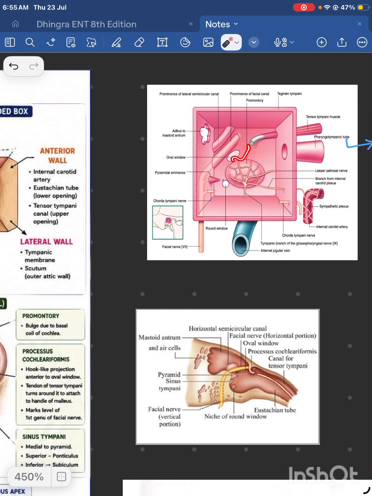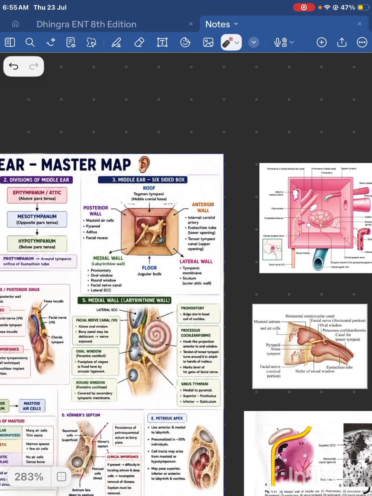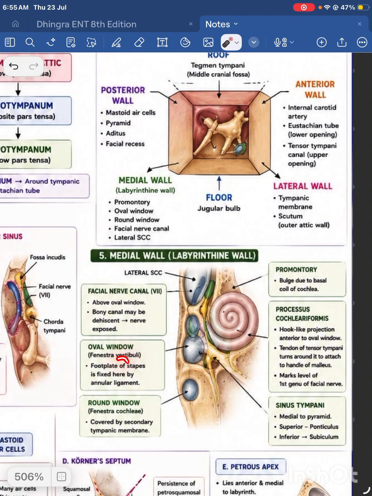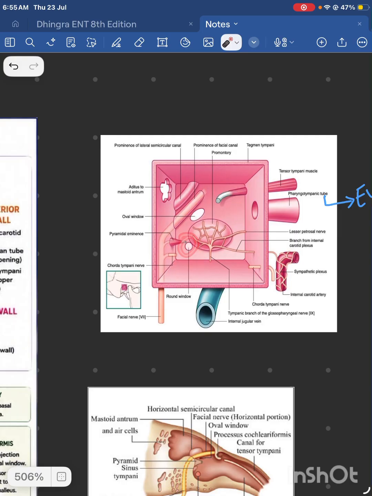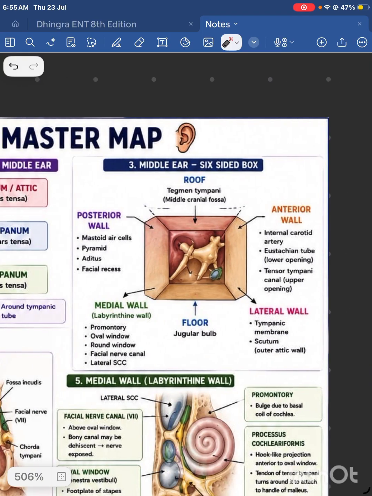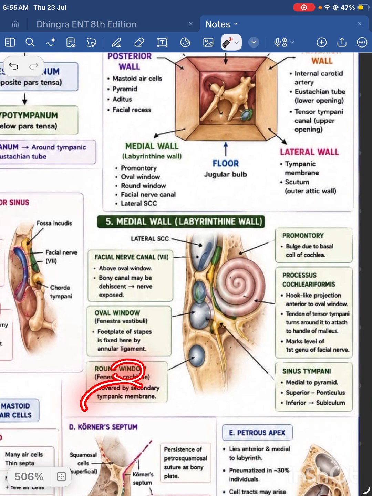Then we have this oval window. This oval window is important because it attaches with the footplate of the stapes, which is fixed here by the annular ligament. Important point. It is also known as the fenestra vestibuli. Always remember. Okay, clear. Then we have the round window. It is known as the fenestra cochleae, and it is covered by the secondary tympanic membrane. If you see here, I have written fenestra cochleae covered by the secondary tympanic membrane.